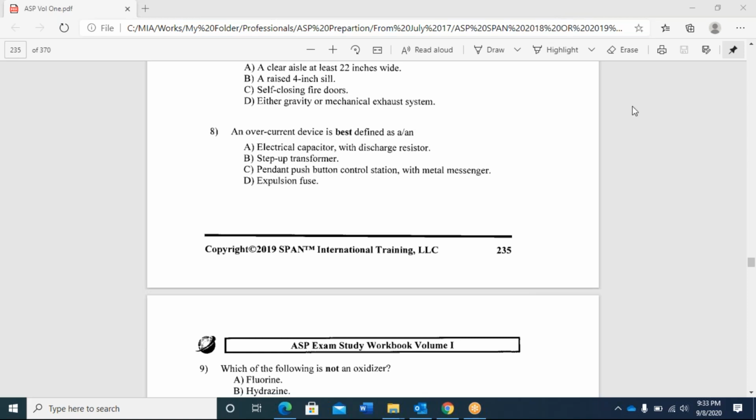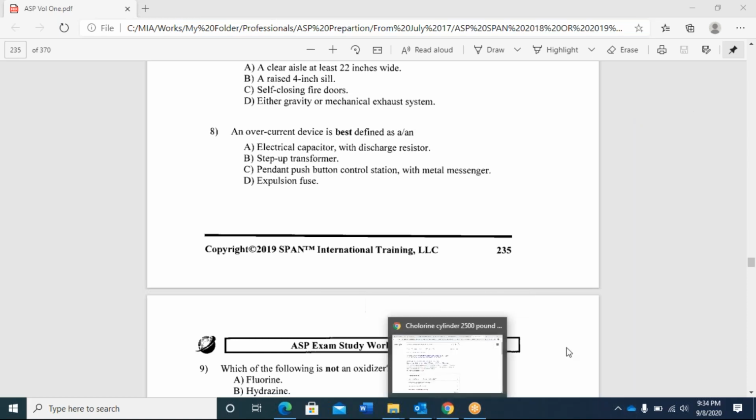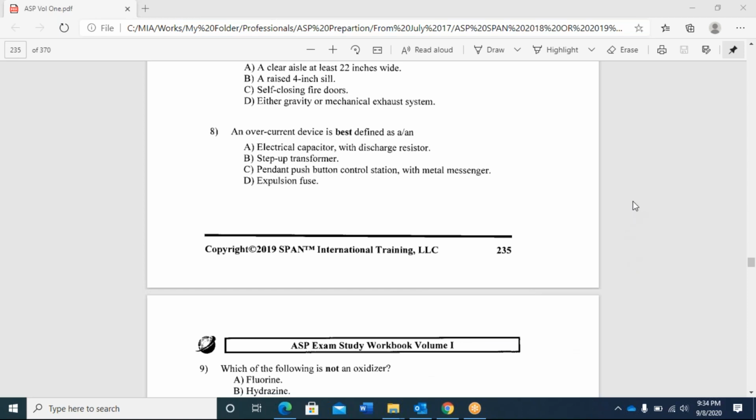Pendant push button control station with metal. Okay. Pendant push button control. Sometimes we are operating the hoist, electrical hoist. And there is a remote downside with this operator. From that remote, it controls the hoist. That is called pendant push button control station.